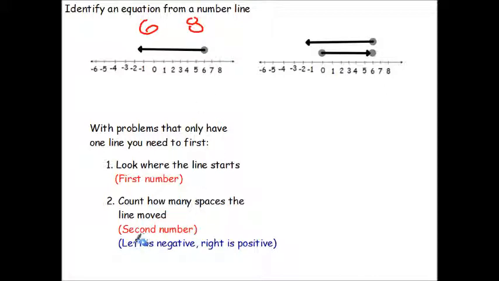So now it says if it moved left, it's a negative. If it moved right, it's positive. So it moved left, so it's a negative. So just like over here. And then it says write your equation. So that's what we have.